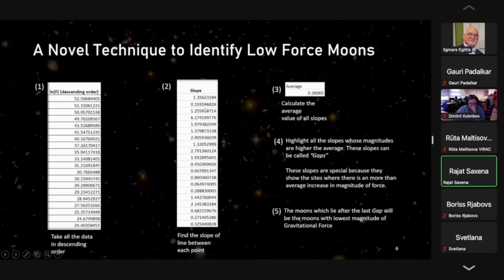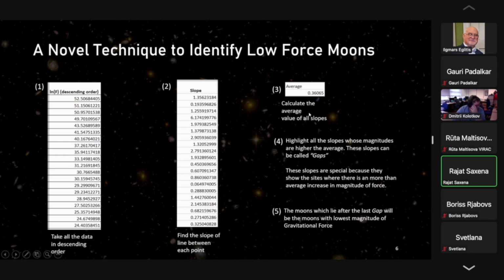So I'll just quickly summarize the technique which we use. So this is obviously not the entire data, but I have selected it just for demonstration purposes. So this is the data for Jupiter. So basically we have calculated the value of force and then taken ln of it, and put it in a descending order. So basically these are points, right? So we can find the slope between these points, and the slopes are calculated like this. And what we can do after that is we can find the average value of these slopes, and this is right here.